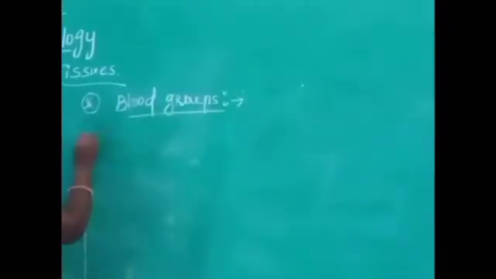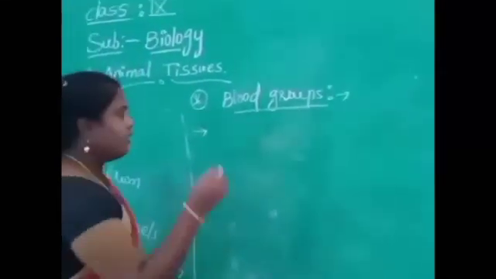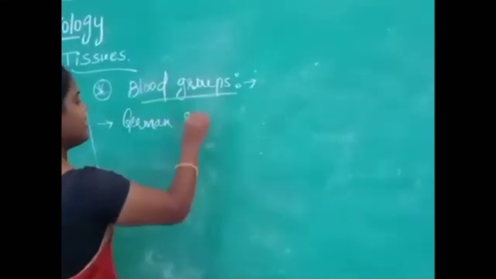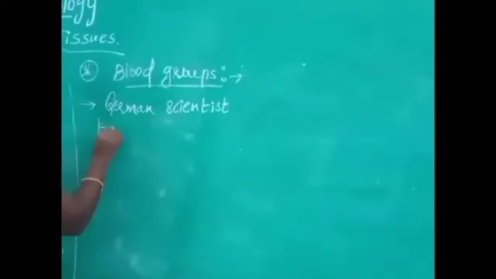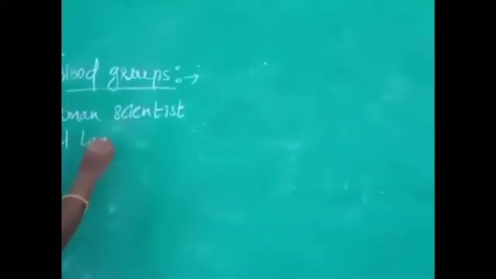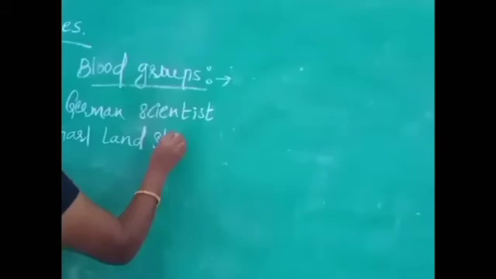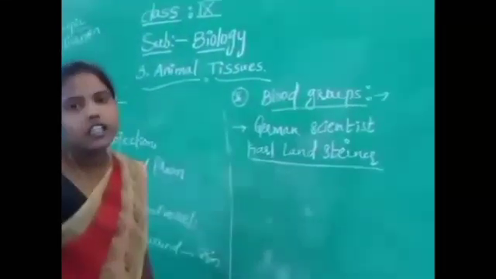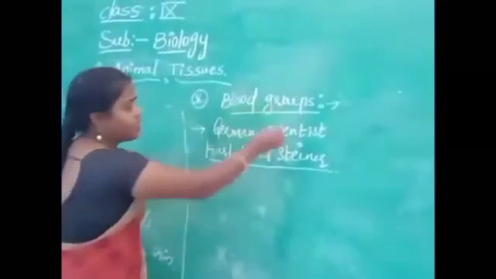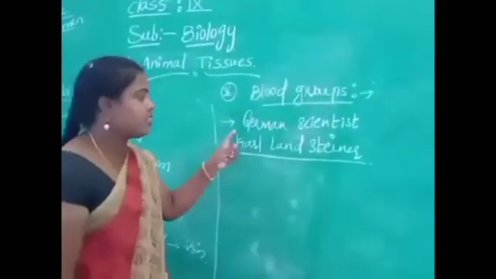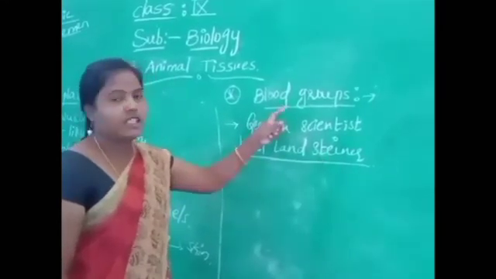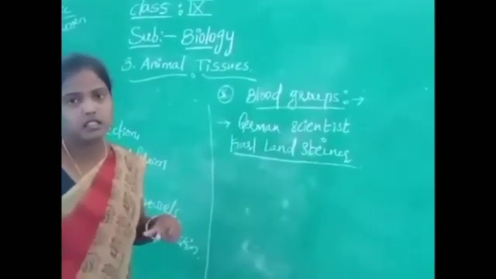Okay, children. A German scientist. What is the name? Karl Landsteiner. Very important, underline. Karl Landsteiner, a German scientist. He discovered blood groups in human beings.